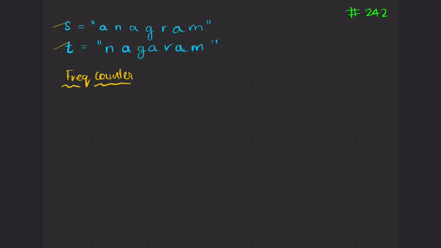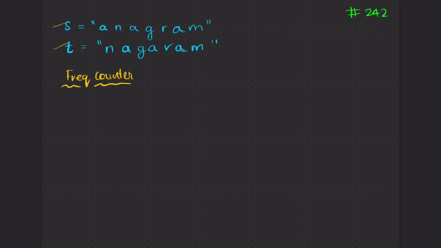So we'd parse through, let's see, A. A is not there in our dictionary, so we'd initialize A to 1. N is not there in our dictionary, so we'd initialize it to 1. A, it is there, so we would update this value. G, it's not there, so let's initialize. R, it's not there, so initialize. Another A, so this now becomes 3, and M. M is 1.